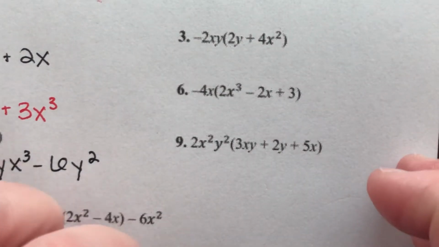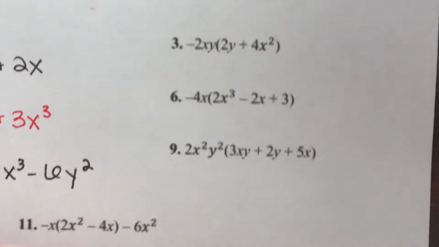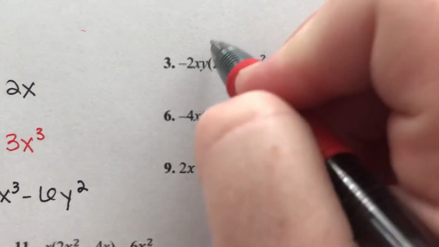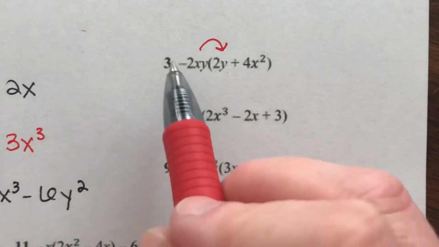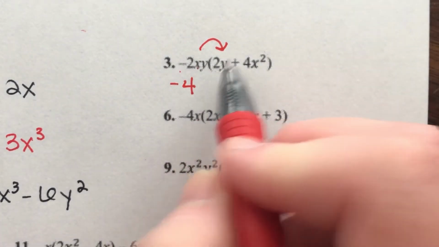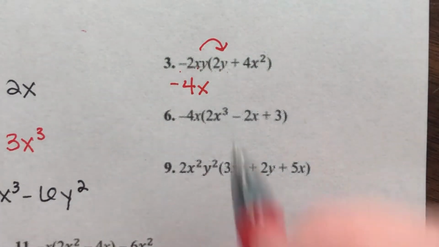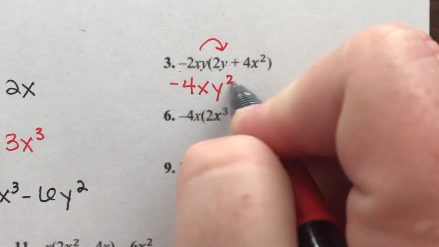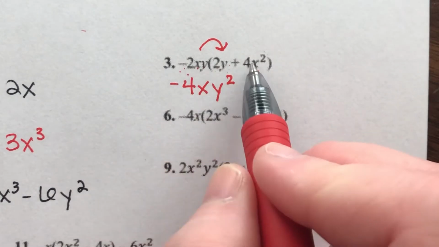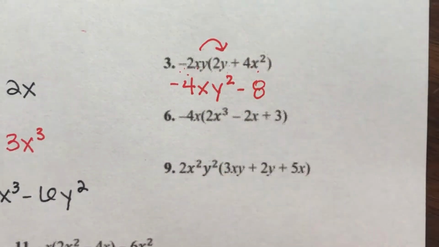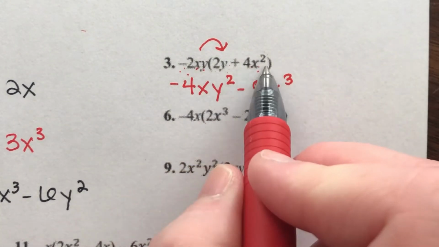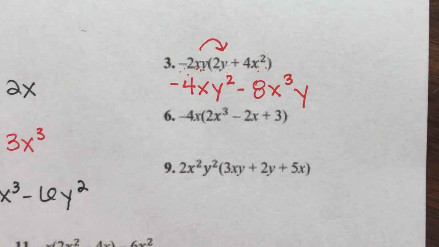This is a pretty quick lesson, but I feel like the more examples we do here, the easier time you're going to have when you do it on your own. Negative 2xy times 2y. Multiply the numbers in front. Negative 2 times 2 is negative 4. X times, there's not another x, so it just stays x. Y times y is y squared. Okay, and then negative 2xy times 4x squared. Negative 2 times 4 is negative 8. X times x squared is x to the third. And y times no other y, so it just stays y.